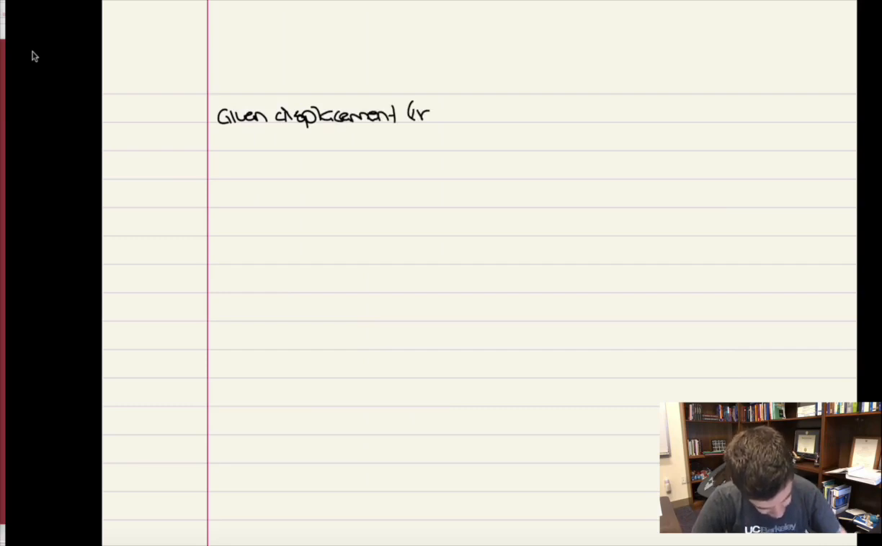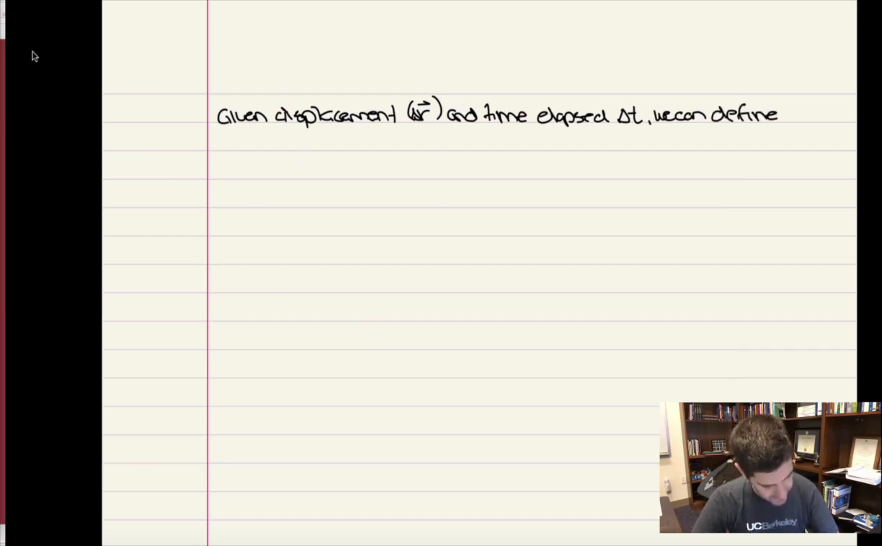But what did we do first? First, we had defined an average velocity, so let's do that again. So again, the analogy is given displacement, now a vector, and the time elapsed, delta t, we can define an average velocity.